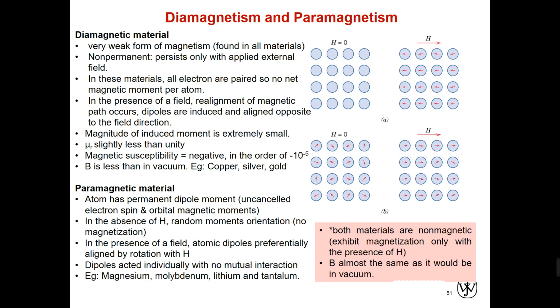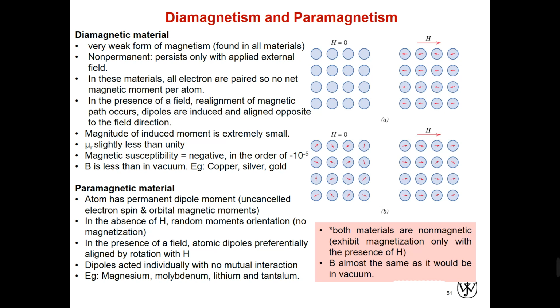Now let's focus on diamagnetism and paramagnetism. What is diamagnetic material? It is a very weak form of magnetism that can be found in all materials. It is non-permanent and persists only with an applied external field. In these materials, all electrons are paired, so there is no net magnetic moment per atom.